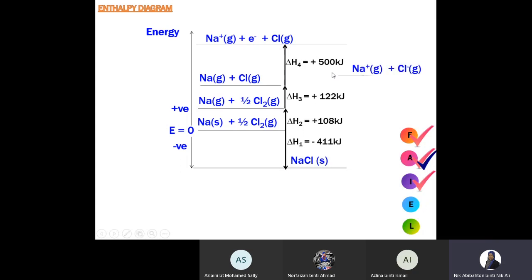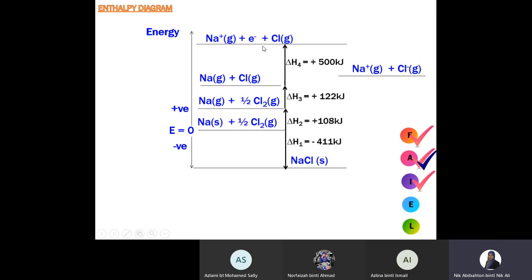Okay, then electron affinity. So electron affinity is the change that occurs for the chlorine. We write the equation here for the chlorine, Cl gas will change to Cl minus gas. But for the sodium ion, it remains the same. We can see here no more electron.